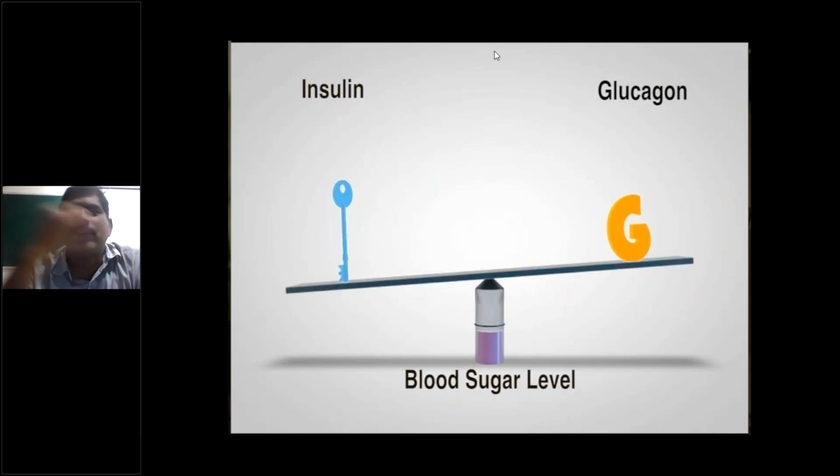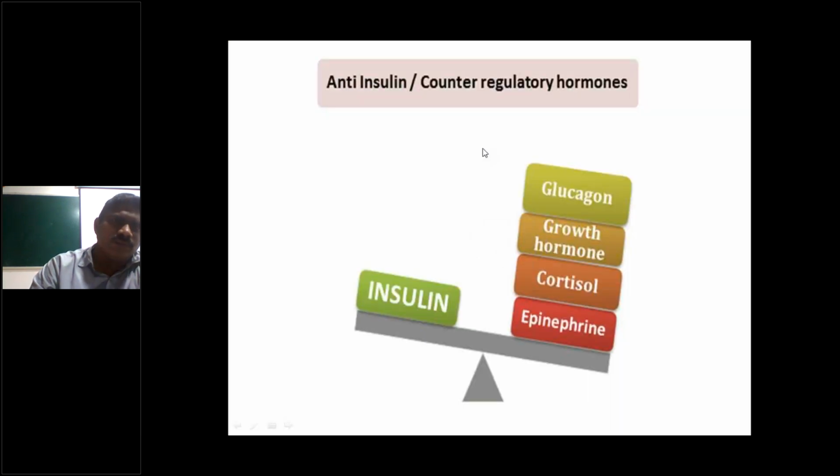Now see the blood sugar level. How are the sugar levels maintained? They are maintained by hormones. One is insulin, and the other major hormone is glucagon. At the same time, growth hormone, adrenaline, and glucocorticoids are also involved in blood sugar level maintenance, but only one hormone lowers the blood sugar level, which is insulin. Glucagon and these other hormones work against insulin, so they are known as anti-insulin hormones, otherwise hyperglycemic hormones.